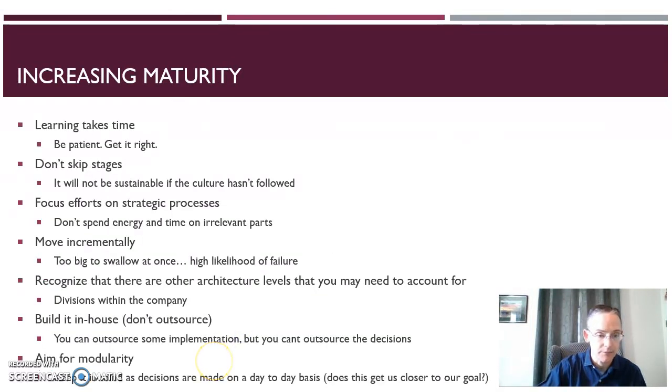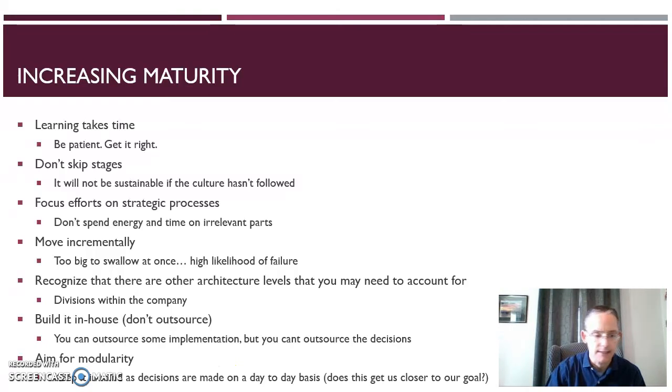Increasing maturity takes time, so you have to be patient, make sure you get it right, and don't skip any of the stages. It can't be sustainable if the culture hasn't followed along. So you can't jump from the siloed architecture to the cloud one after the other without at least stepping through some of those other areas to bring the business along and make them understand what's going on and why they're getting value out of these investments and changes.